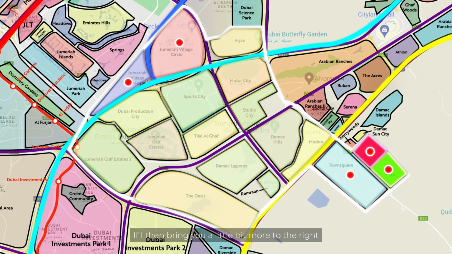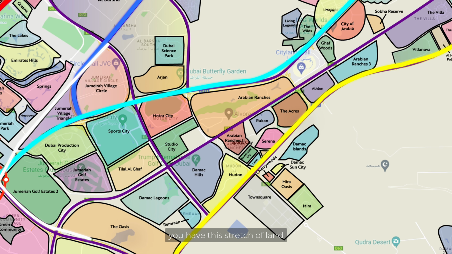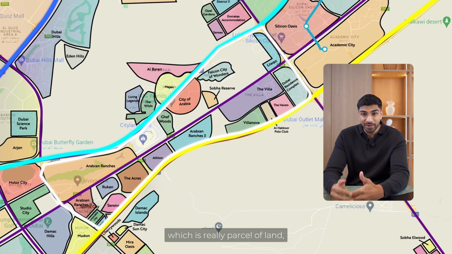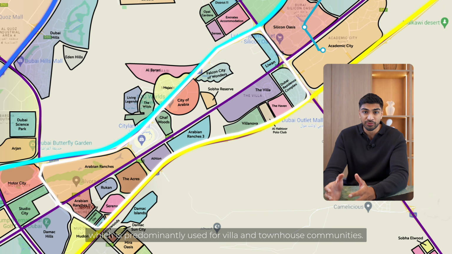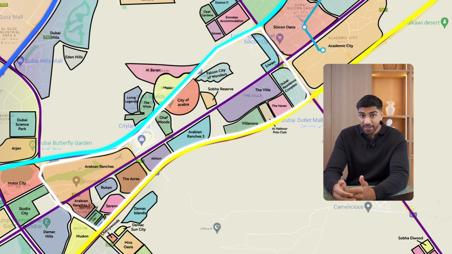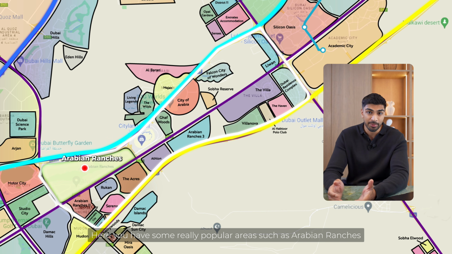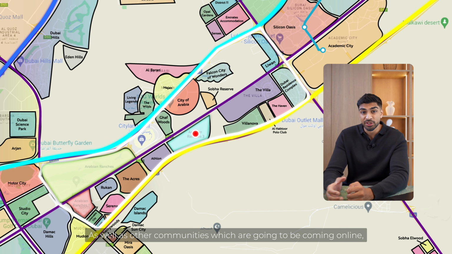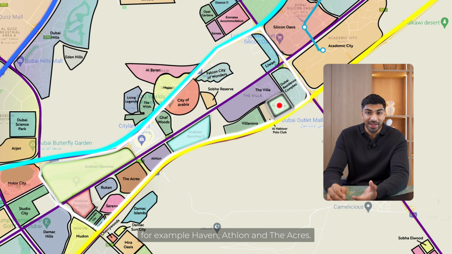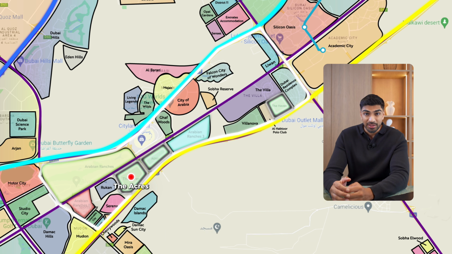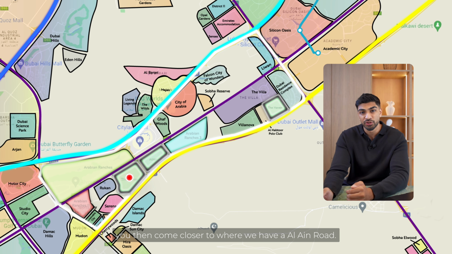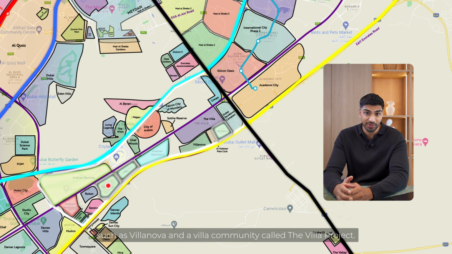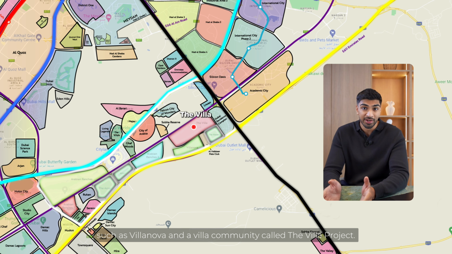If I then bring you a little bit more to the right, you have this stretch of land which sits in between the E311 and the E611, which is really a parcel of land which is predominantly used for villa and townhouse communities. Here you have some really popular areas such as Arabian Ranches 2 and 3 as well as other communities which are going to be coming online. For example, Haven, Athlon and the Acres. Also a little bit further down, you then come closer to where we have Al Ain Road, and you have pretty established townhouse communities such as Villanova and a villa community called the Villa Project.